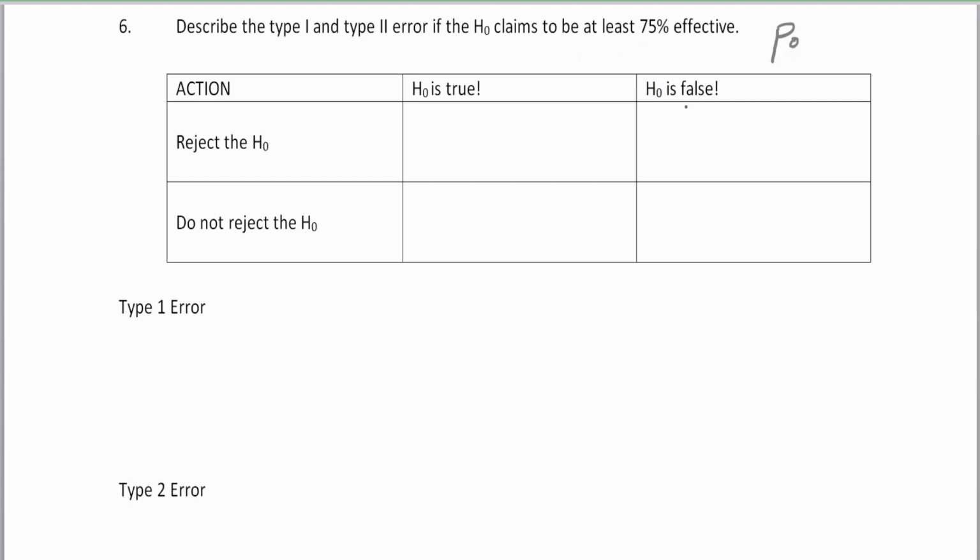Okay, so if the null hypothesis is true, then this is greater than or equal to 75%. Now if it's false, it's going to be less than 75%. Notice I have a greater than or equal to. Null hypotheses always have greater than or equal to's, and if it's false, this would be less than. You can't have two equal to signs, because what if it's exactly 75? Okay, so if it's false, we should reject. That's the correct decision. And if it's true, we should not reject.